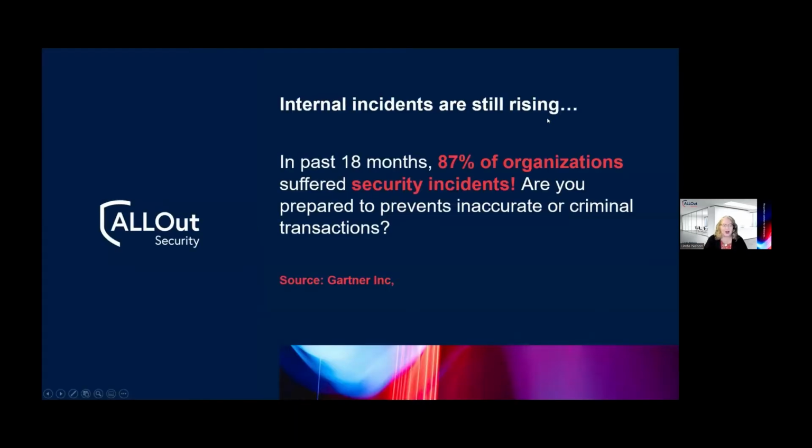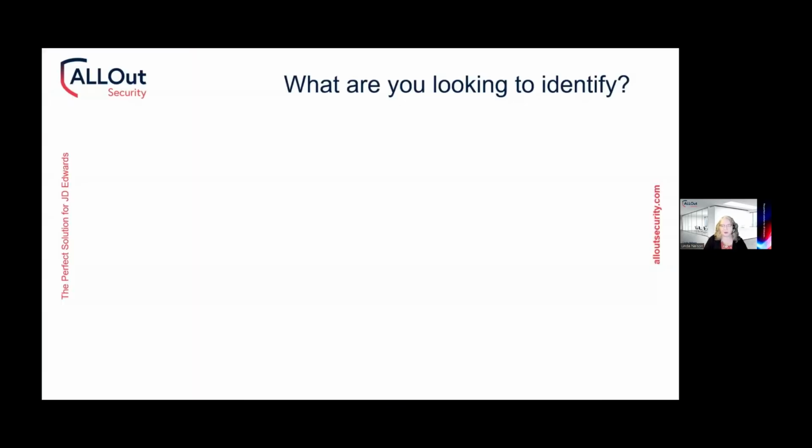So when you're understanding why do I need to take a risk-based approach, why do I care about this? In a recent Gartner query, in the last 18 months, 87% of organizations have suffered some type of security incident. And you really need to be prepared for that. I didn't include the statistics here, but the cost of a security incident is more than double the cost of doing preventative controls and having those preventative controls in place.